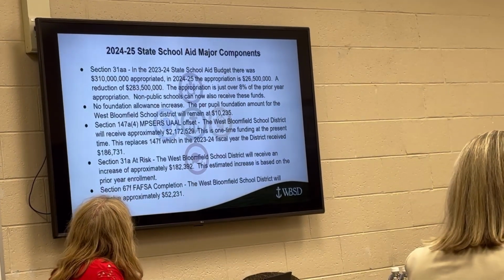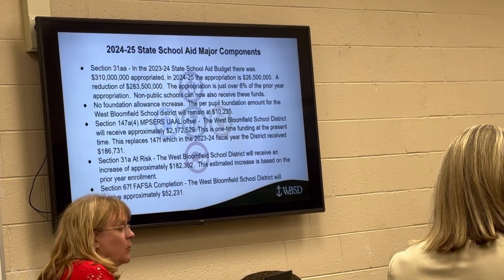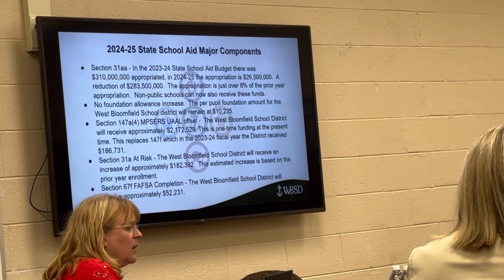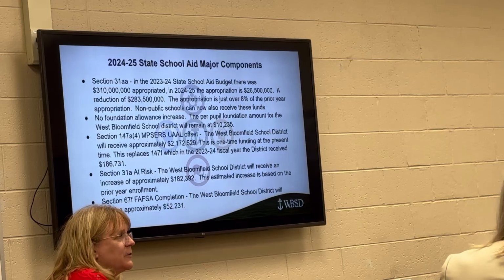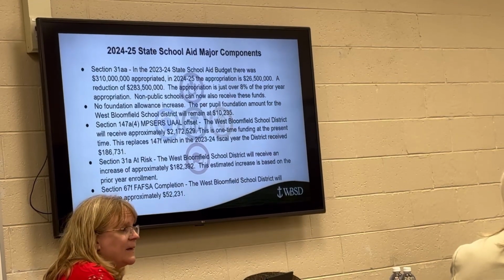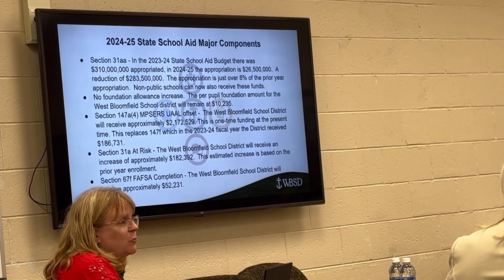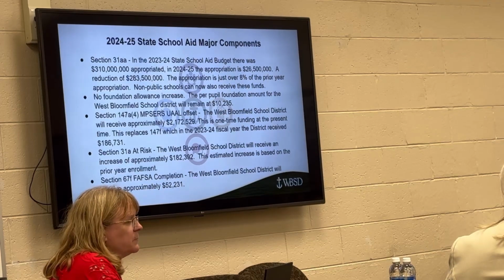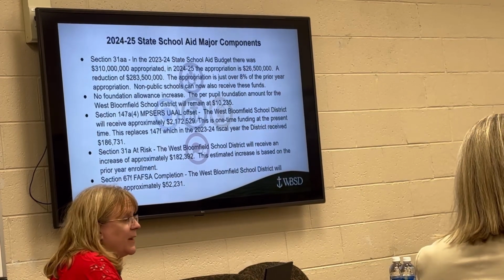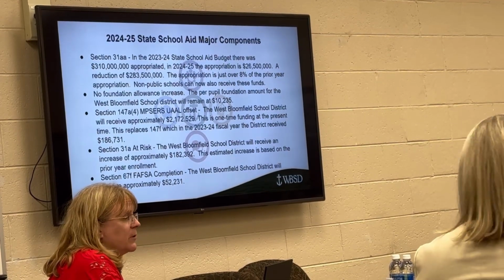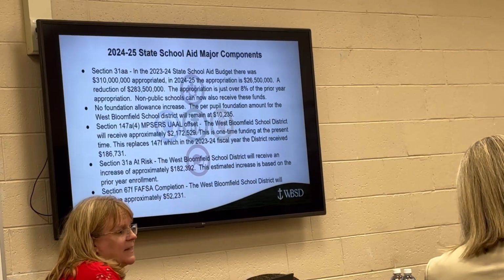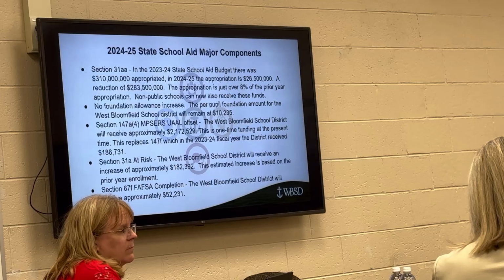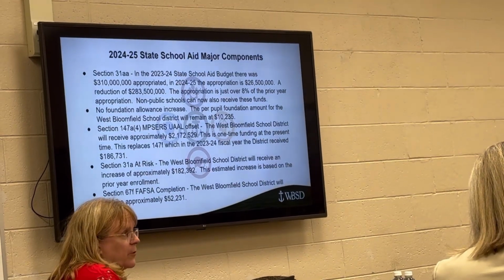So some of the major components: section 31AA. In 23-24, there was 310 million appropriated. They have reduced that to 26.5 million, which is a reduction of $283.5 million. The appropriation is just over 8% of the prior year appropriation.